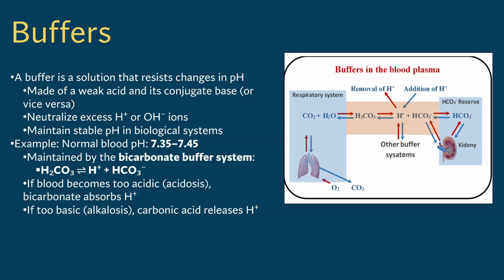For the example of blood, we have a 7.35 to 7.45 pH. It's maintained by what's called a bicarbonate buffer system. So if it goes below 7.35, it's considered acidic, and we call this acidosis. When this happens, bicarbonate is going to come and absorb all the hydrogen ions that are in excess.